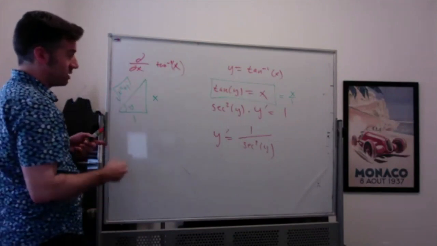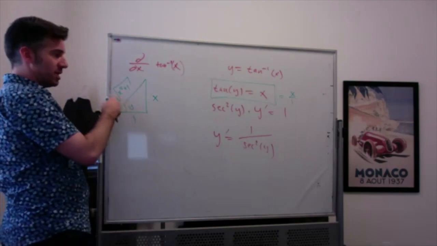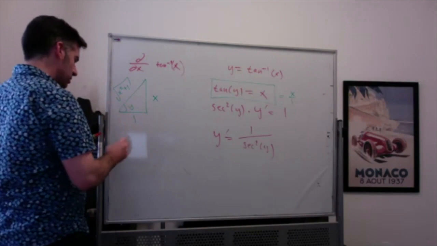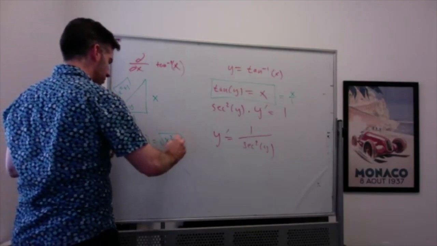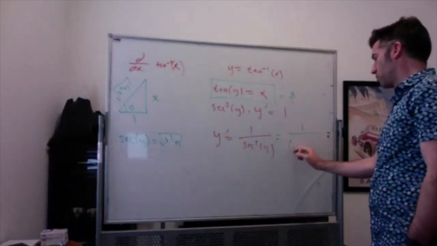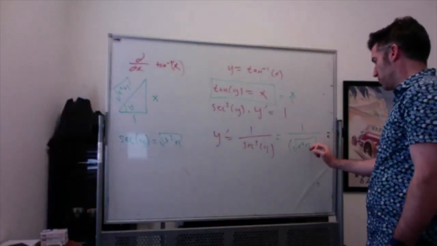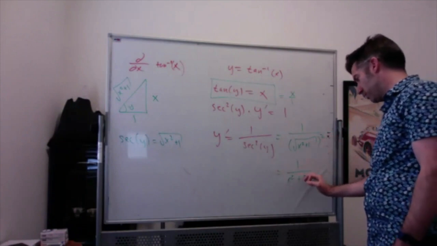And then I'd say, oh, secant of y. Well, cosine of y is adjacent over hypotenuse, so secant is hypotenuse over adjacent. So secant of y is the square root of x squared plus 1. So this is going to be 1 over the square root of x squared plus 1 squared, which is just 1 over x squared plus 1.